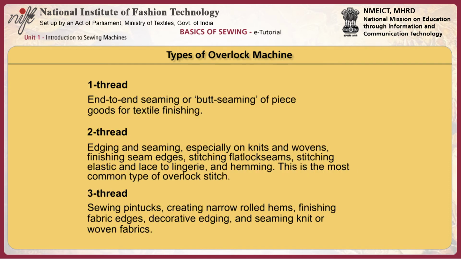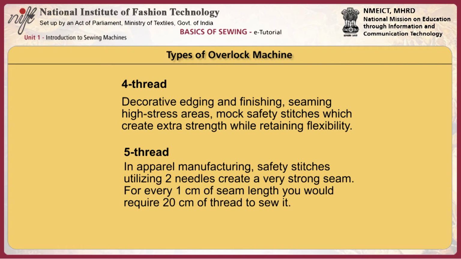One thread: end-to-end seaming or butt seaming of piece goods for textile finishing. Two thread: edging and seaming, especially on knits and woven finishing seam edges, stitching flatlock seams, stitching elastic and lace to lingerie, and hemming. This is the most common type of overlock stitch. Three thread: sewing pin tucks, creating narrow rolled hems, finishing fabric edges, decorative edging and seaming knit or woven fabric.